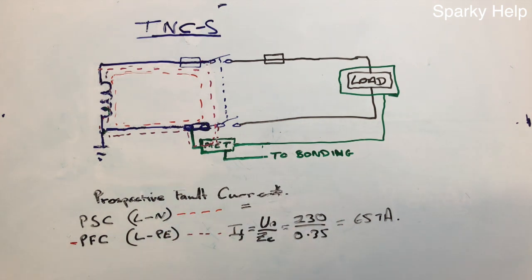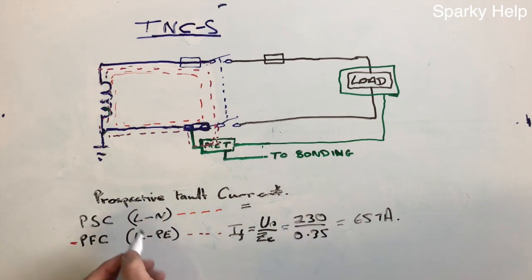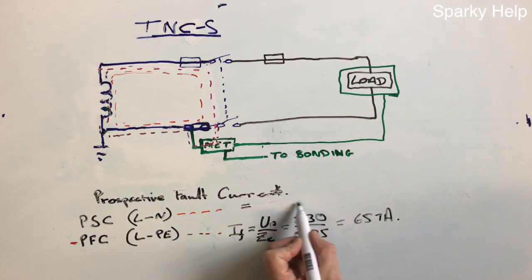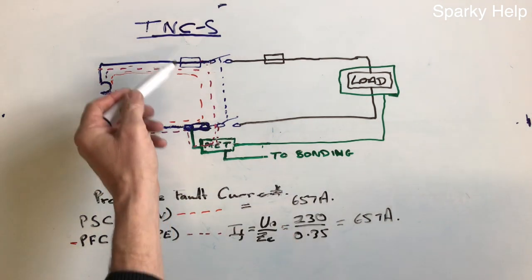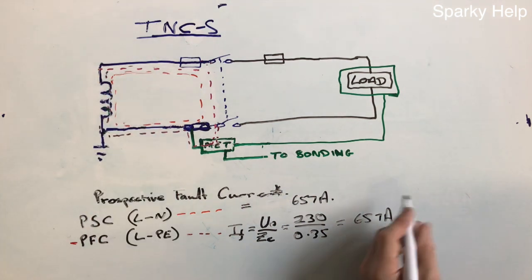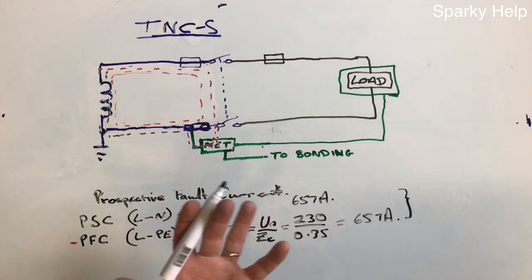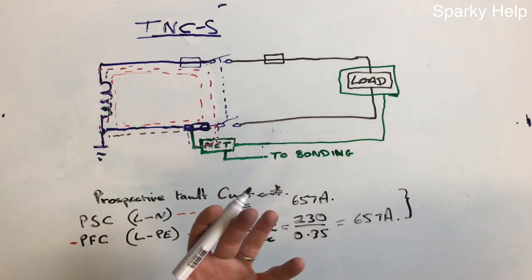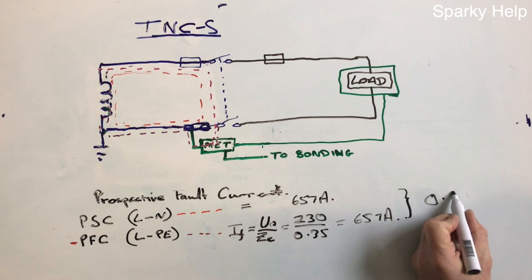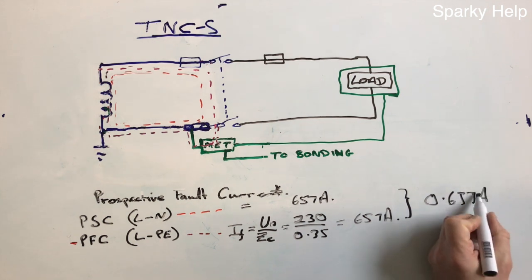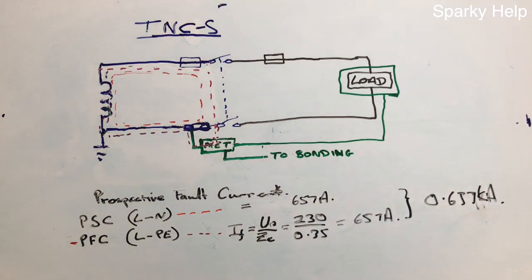So on a TNC-S installation, the chances are the PSC and the PFC between the conductors may well be the same, because in theory they're effectively measuring exactly the same thing. But the irony of these things, when you do measure them, every time you press the test button it alters slightly, because the voltage can fluctuate for a number of reasons. But hopefully that's what you would get. So what we would now write is 0.657, my apologies, kA for this particular installation.